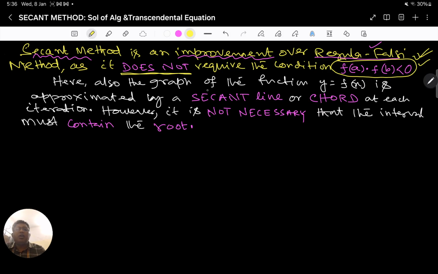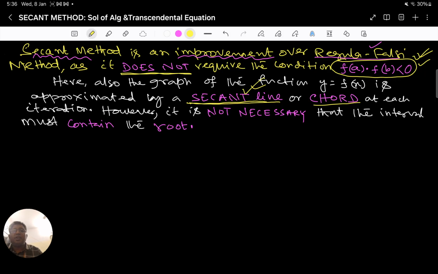So here the graph of the function is approximated by a secant line or a chord. It is similar to the earlier regula falsi method, right? Since the graph of the curve is approximated by a secant line, this method is named the secant method.